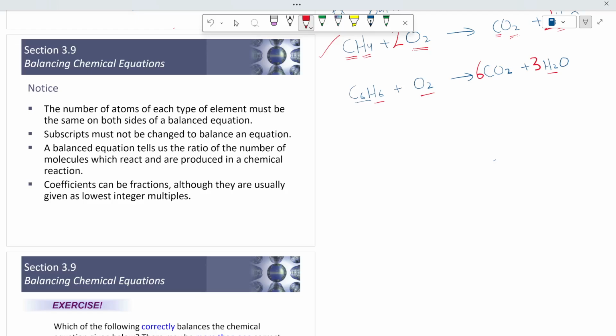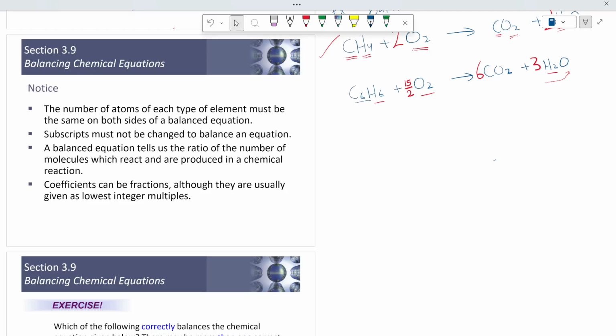Here we have 2 oxygens, while here how many do we have? 6 times 2, we have 12 oxygens from carbon dioxide and 3 oxygens from water. The total is 15. 12 plus 3 is 15, while here we have 2. So to make them equal, we need to multiply oxygen by 15 over 2.